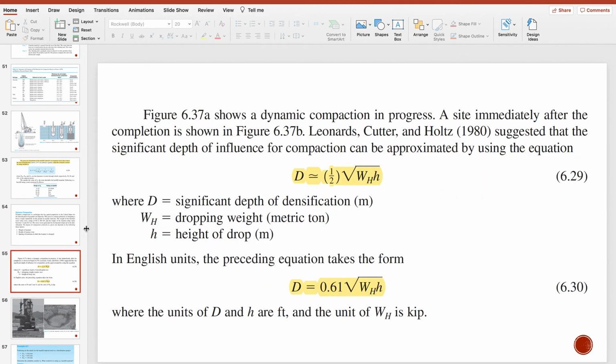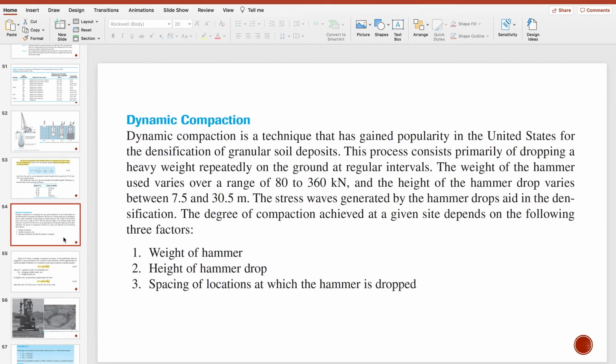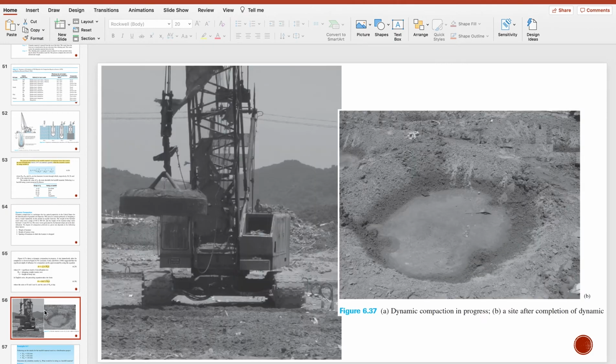So, for the dynamic compaction, ito yun. This is our dynamic compaction. We have a weight and it is being lifted at a certain height, then bibitawan. Pag binitawan yan, ito na siya. Nako-compact niya na yung ating soil. So, that is dynamic compaction.